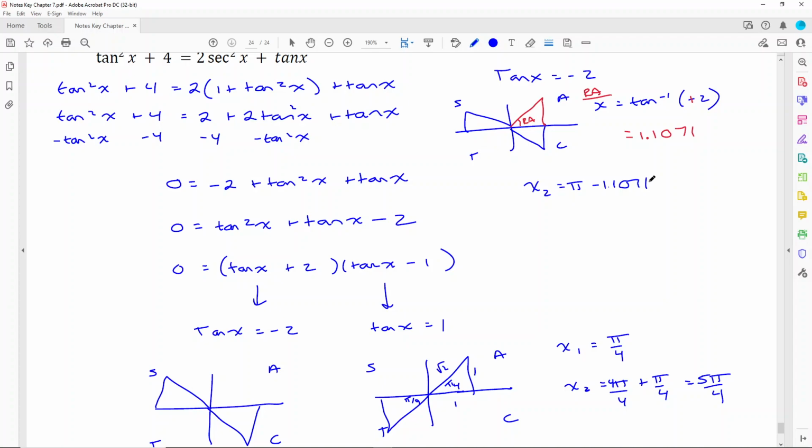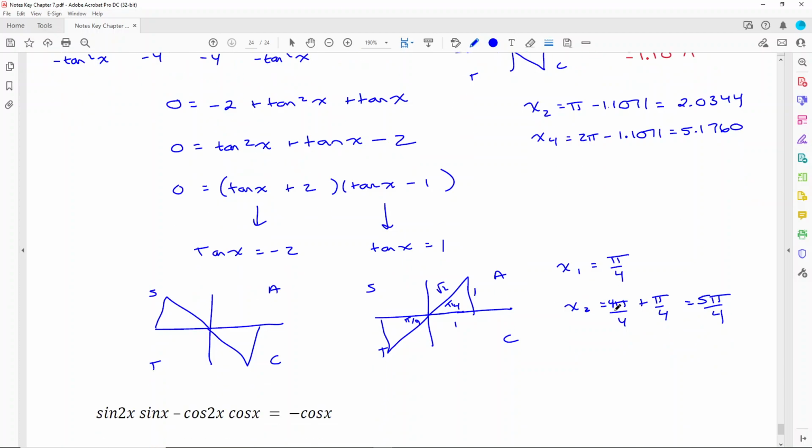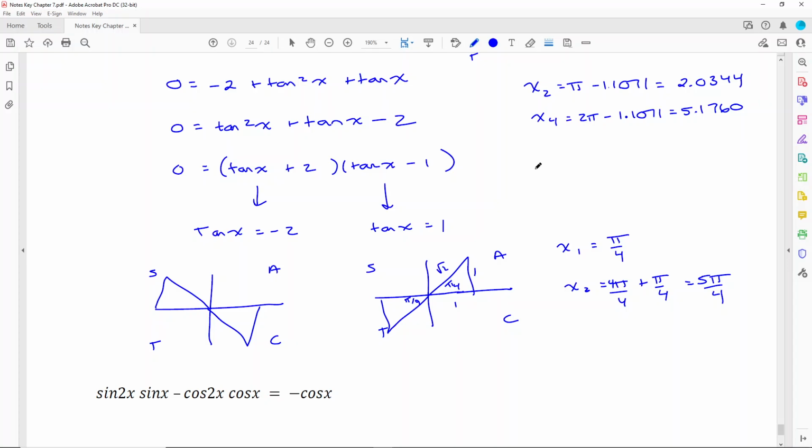So I'm going to go pi minus 1.1071. And I get one of my answers as 2.0344. And then I'm going to find the answer in quadrant 4. So I'm going to go 2 pi minus the reference angle. And I get 2 pi minus that reference angle, I get 5.1760. Okay, so overall, my solutions, I'll just write them in here.